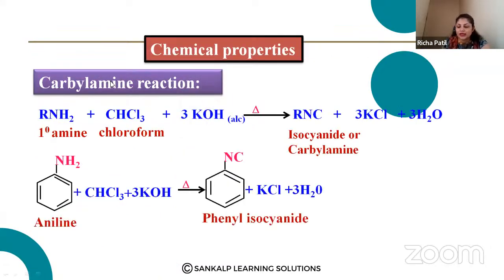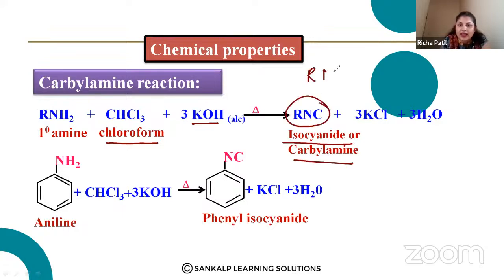So we'll see the chemical properties. Next is the carbalamine reaction. It is a reaction in which a primary amine is treated with chloroform and alcoholic KOH and heated to give an isocyanide, or carbalamine. This is an isocyanide, RNC, plus 3 KCl and 3 water molecules.